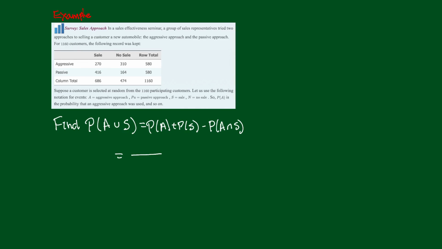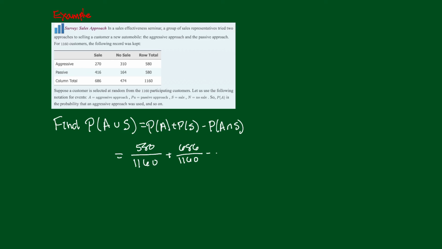Now, what's the probability of A? Well, remember what we're doing is we're choosing a customer at random. So there are 1,160 customers, and how many of them experienced the aggressive approach? Well, the aggressive approach, total of 580 possible aggressive approaches. Plus, now what's the probability of S? Well, S is sales, right? So there's still 1160 people to buy cars, and sales, well, those occurred right here, right? There were 686 total sales.